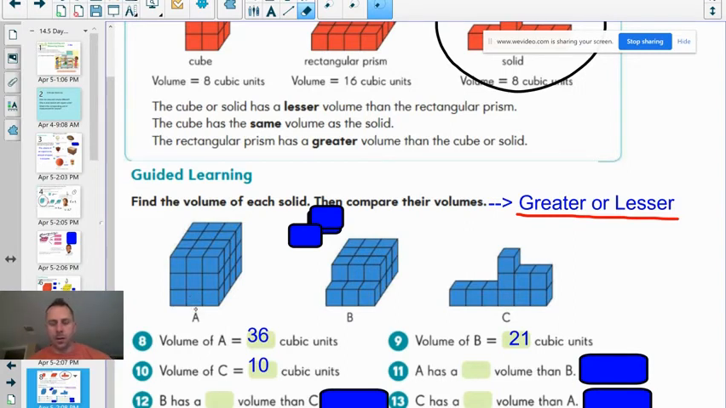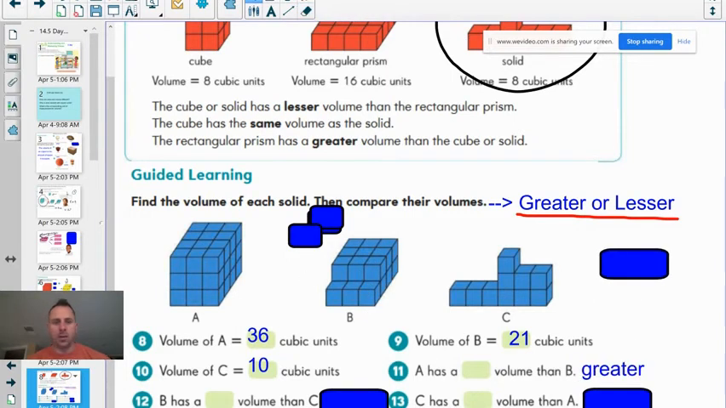All right. Number 11 says A has blank volume than B. So A has greater, because they want you to use these terms. A has a greater volume than B, right? Let's see. All right, go ahead and analyze 12 and 13. Pause it right here. Come back and go over it.